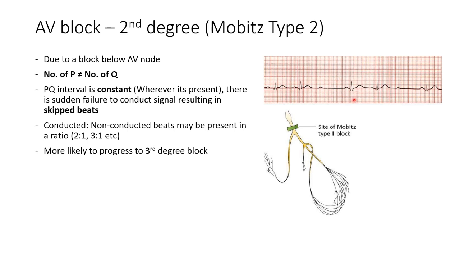Then it starts up again, prolonged but you have P, QRS, T, P, QRS, P wave, and no QRS complex. This might occur in a ratio, like 2:1 or 3:1. So over here, you have two waves conducted and one not. You would have to indicate this in your report when you're writing it. Clinically, this is more dangerous since it's more likely to progress to a third degree AV block.